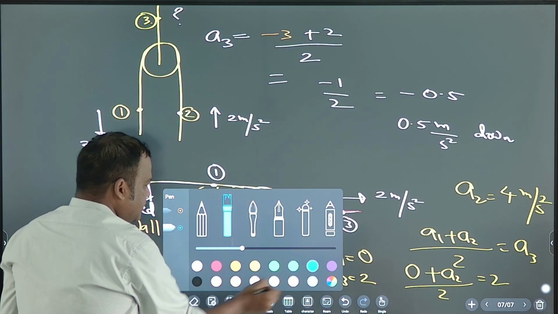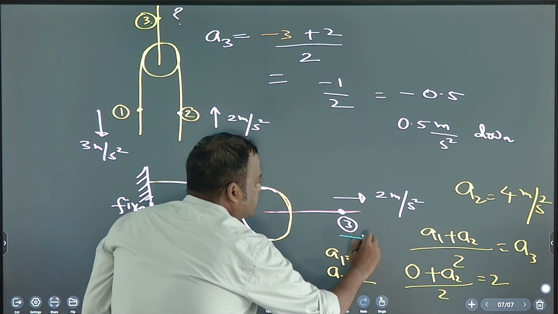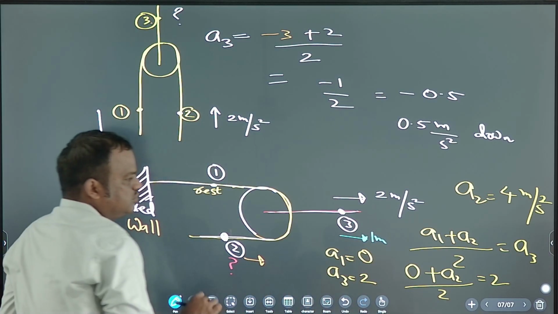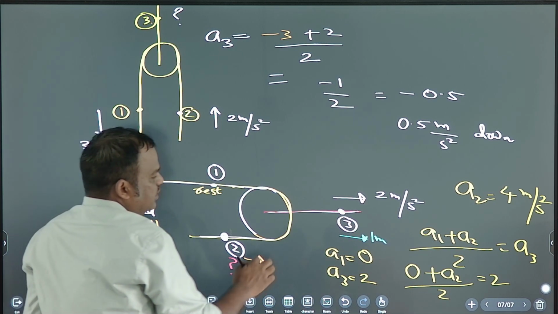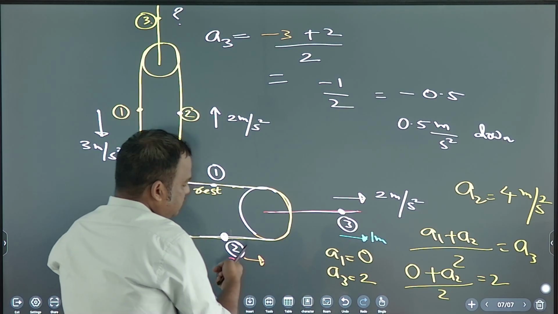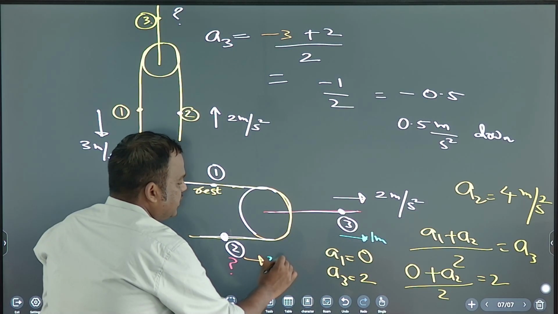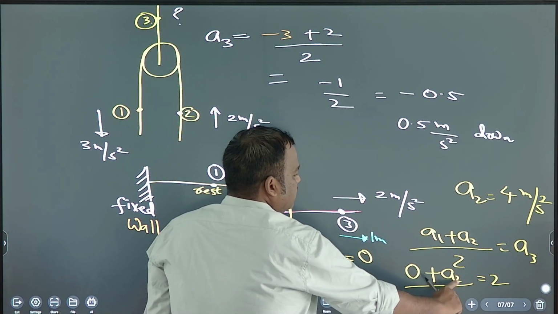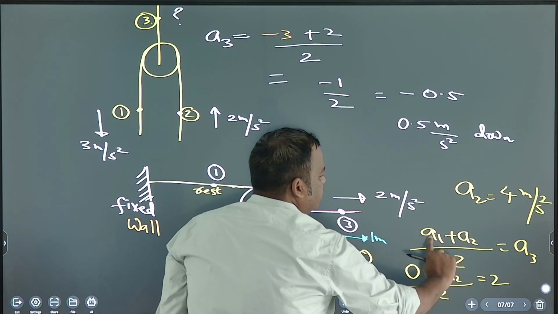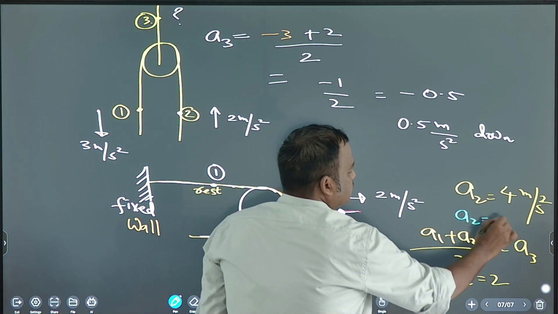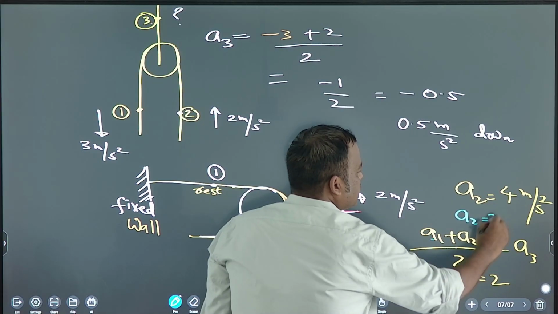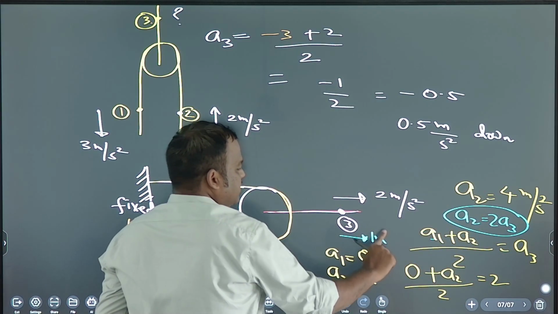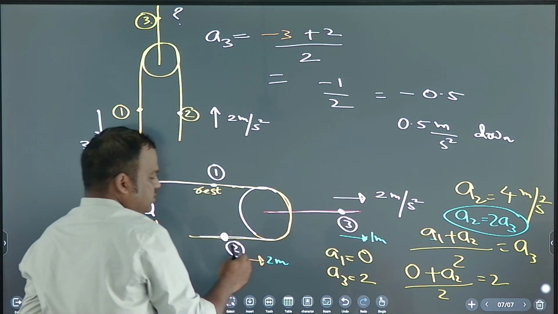So one more meaning is there. We can relate displacements also. If point 3 goes 1 meter right side, what is the displacement of point 2? Acceleration is double, so 2 meter it will go, because A2 is 2 times A3. See, A1 is 0, so A2 is 2 times A3. So if this goes right 1 meter, this will go 2 meter.